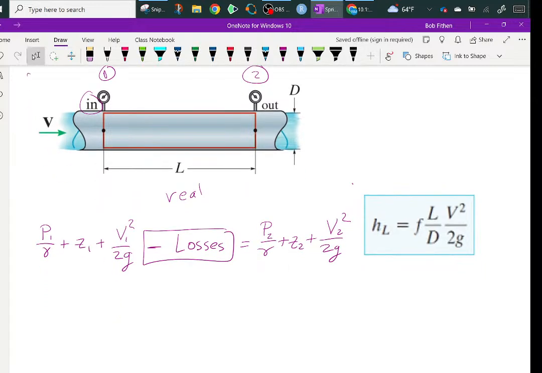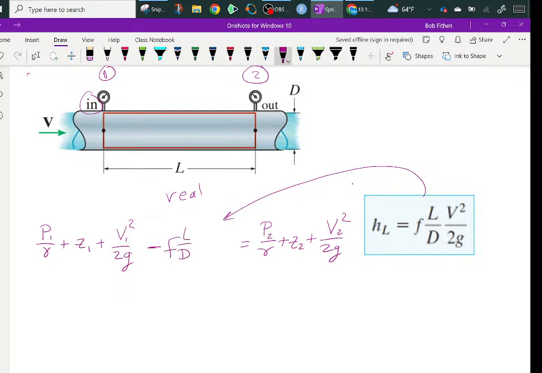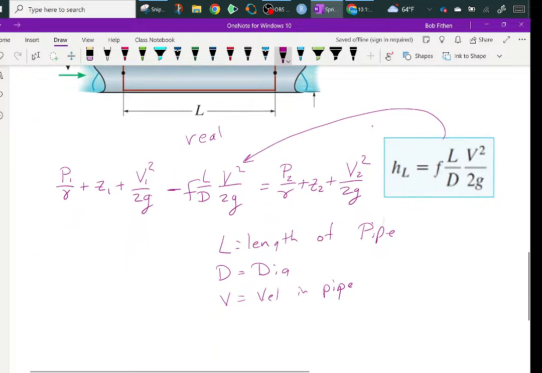And so if you look at it, you need to find some way of identifying and using an equation to find these losses. And it turns out that's it right there. f L over D, V squared over 2g, where L is the length of pipe, D is the diameter of the pipe, V, of course, is the velocity in the pipe, and f is a non-dimensional friction factor.